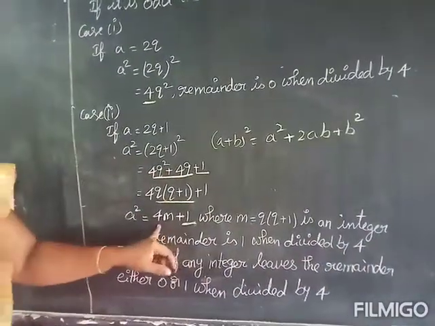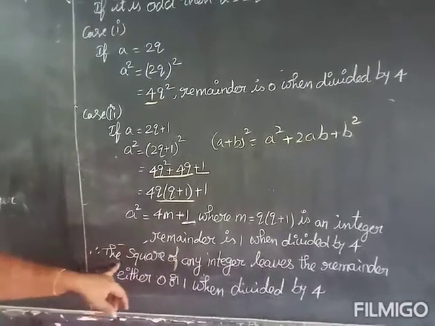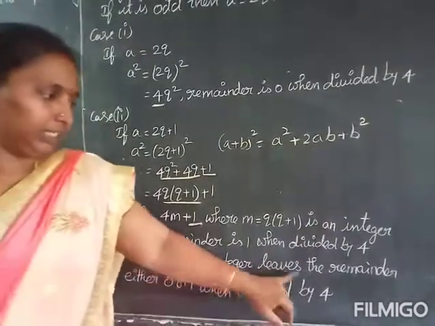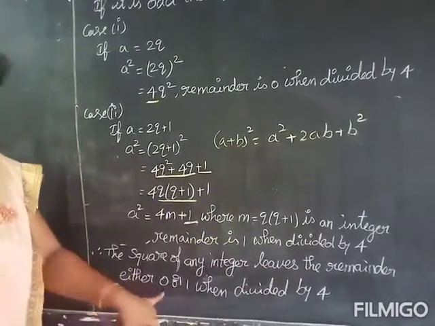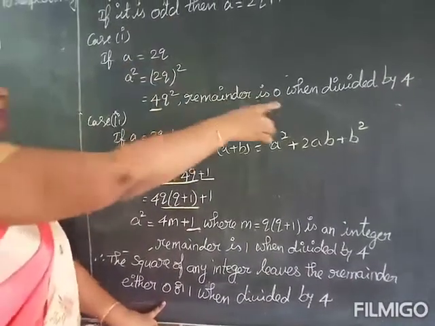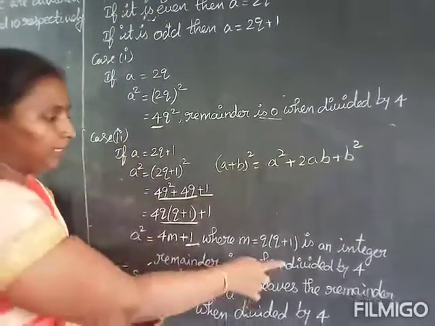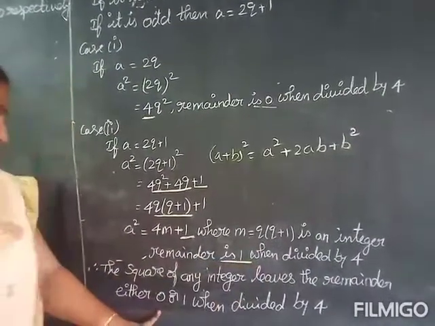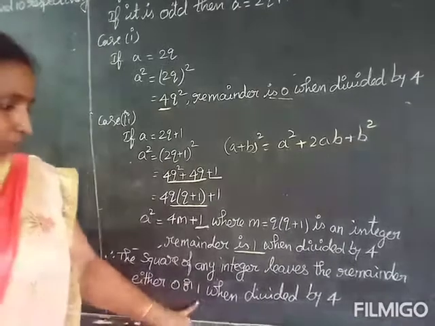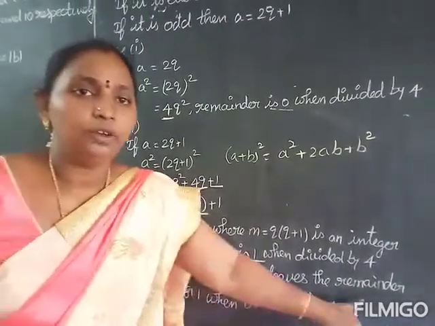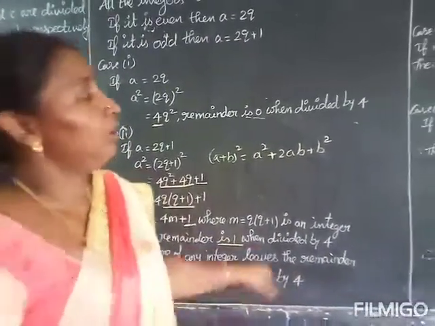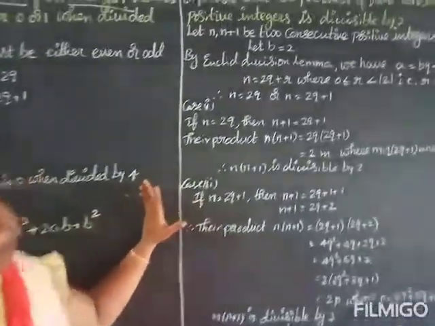Therefore, the square of any integer leaves the remainder either 0 if it is an even number, or 1 if it is an odd number. So either 0 or 1 when divided by 4. Is it clear, my children? Move on to the third sum.